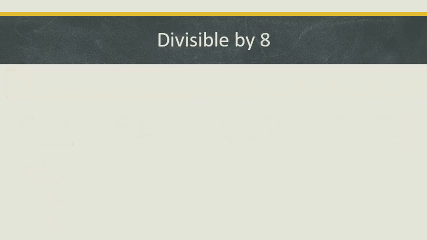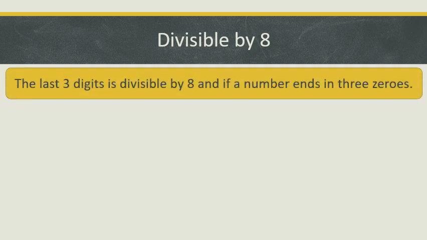So, paano naman kapag divisible by 8? So, kung kanina divisible by 4 ay last 2 digits, dito naman ay last 3 digits. Kung ang last 3 digits ay divisible sa 8, or, ang isang number ay nagtatapos sa tatlong 0, siya po ay divisible sa 8. So, tingnan tayo ng example. 1,192. So, ang 1,192 po ba ay divisible sa 8?